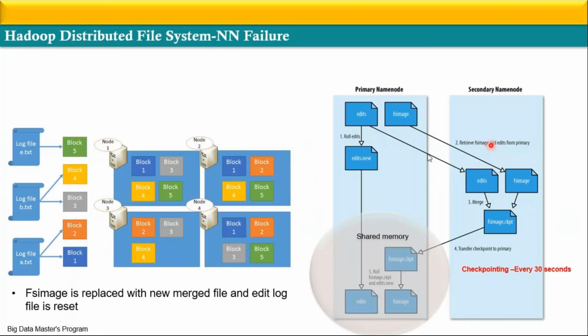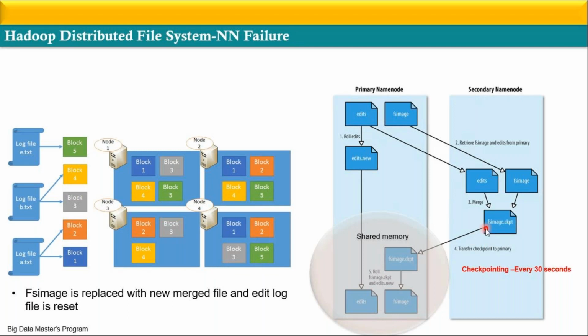Just have a look at this diagram. This is the primary node and this is the secondary node, and we have edit log and fs image. These are the two files. The edit log and fs image will be copied inside the secondary name node as well. Then over here it is going to merge these two files and create a new file, that is fs image ckpt, fs image checkpointing.